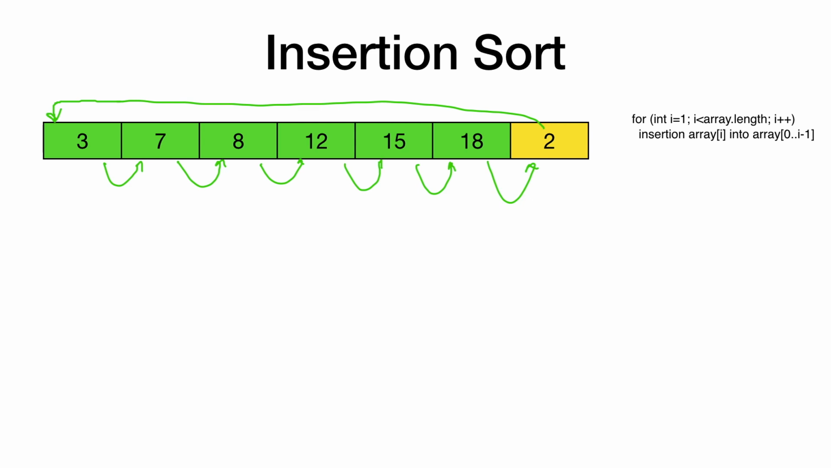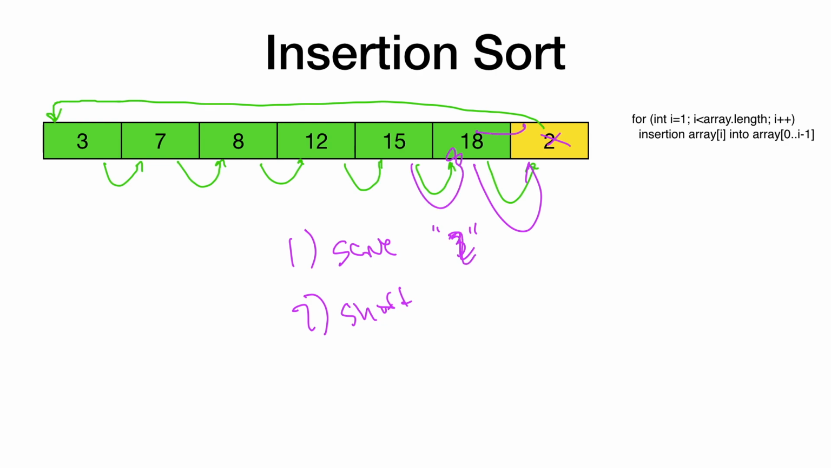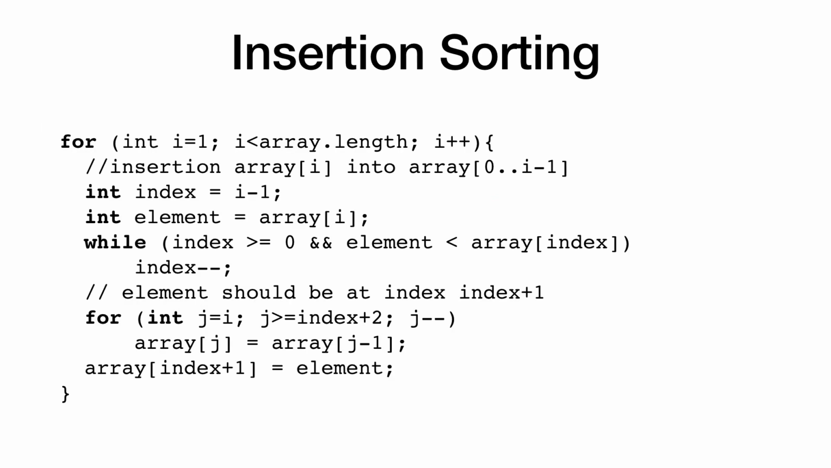So 1 is save 3, and then 2 is shift. We do this one first, and we know we can overwrite this because it's already saved somewhere. And we know we can do this because we've already saved 18 there. And that's it. We keep doing it until we've inserted everything into our array.